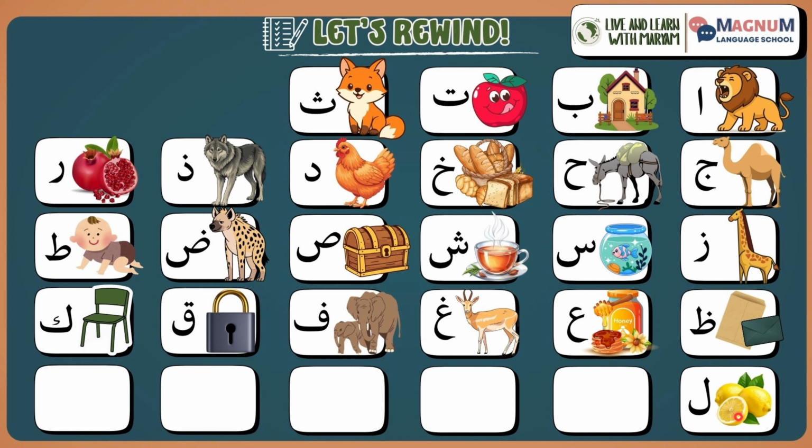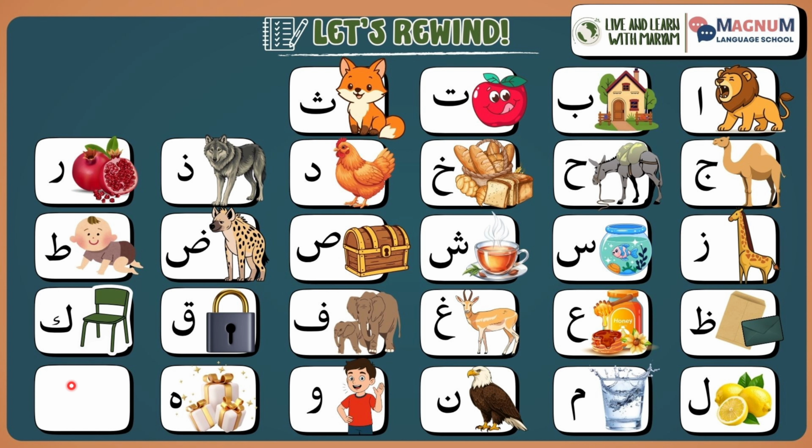Then Laam for Laymunun. Then Meem for Ma'un. Then Noon for Nasrun. Then Vav for Waladun. Then Ha for Hadiyatun. And finally Ya for Yadun.